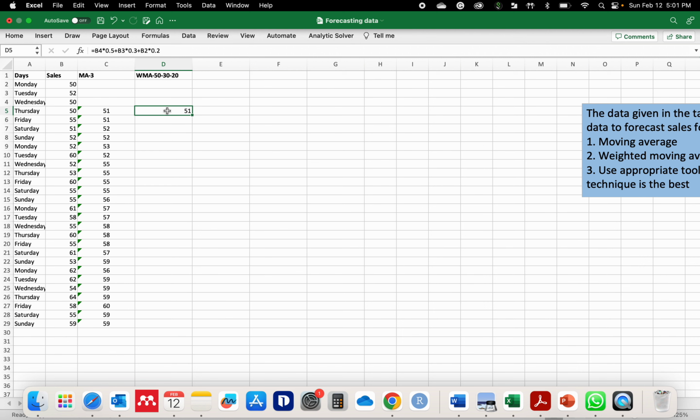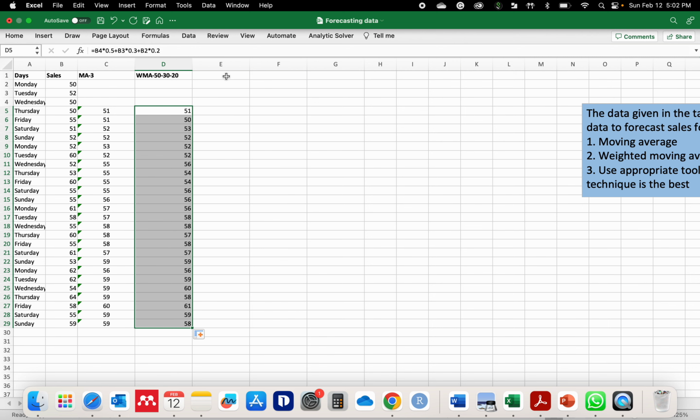So here we have our weighted moving average. And as you can see here, in this approach, again I would repeat that this is 50%, that was multiplied with 50% plus 52, that's a middle value, it was multiplied with 30%, and the last value, that's 50, it was multiplied with 20%, and it gives us 50. And then again we can just drag it, and this is our weighted moving average.